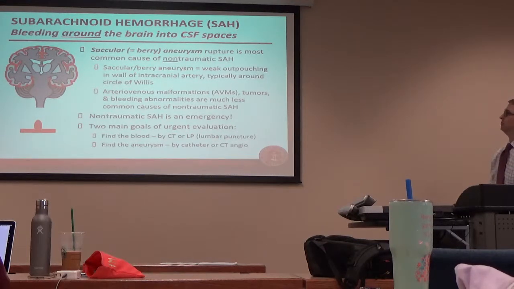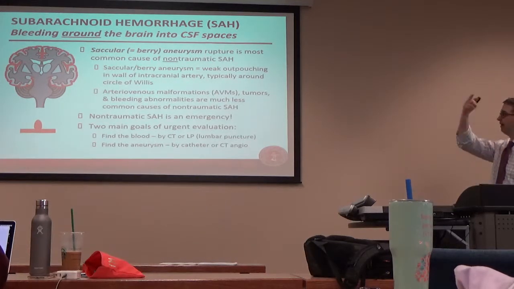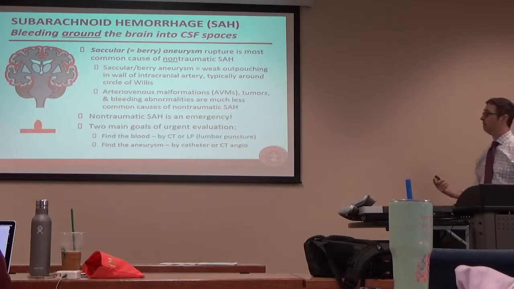Saccular berry aneurysm rupture is the most common cause of non-traumatic SAH. The most common cause of subarachnoid hemorrhage is trauma, but aneurysm rupture is the most common cause of non-traumatic subarachnoid hemorrhage. An aneurysm is a weak outpouching in the wall of an artery, typically around the circle of Willis, which is the anterior circulation in the brain, comes up the carotids, and then everything bifurcates and feeds the brain. AVMs, tumors, and bleeding abnormalities can also cause a subarachnoid, but much less so than aneurysm. Non-traumatic SAH, as I just mentioned, is an emergency.